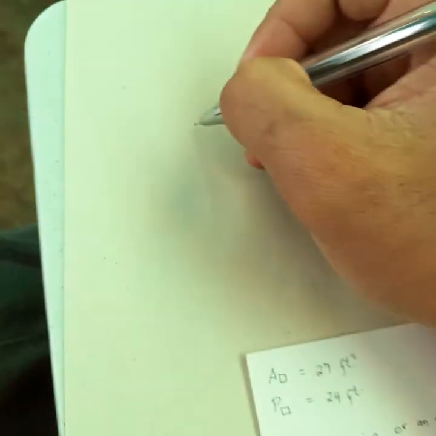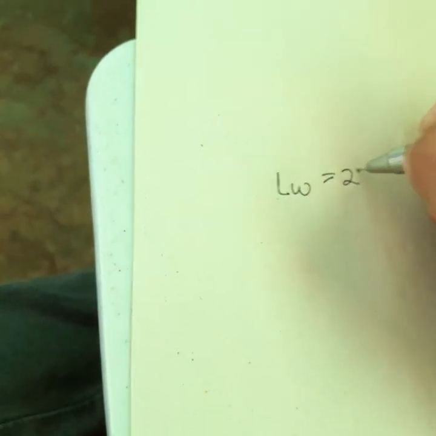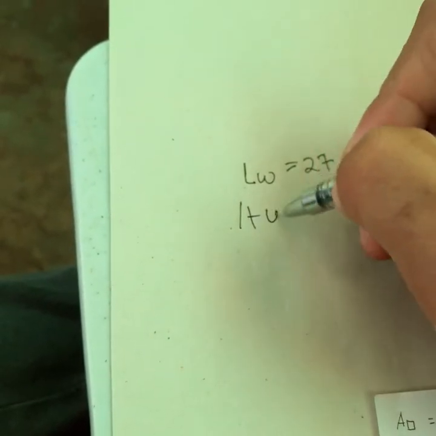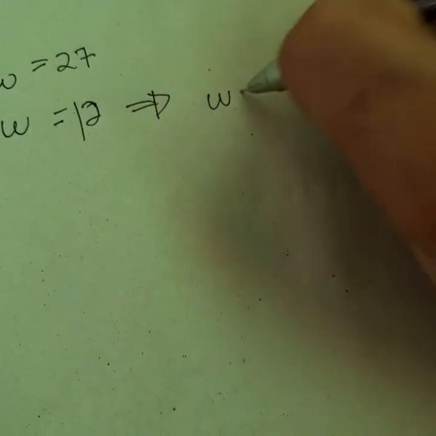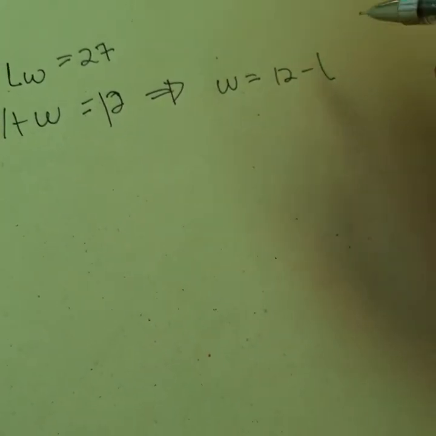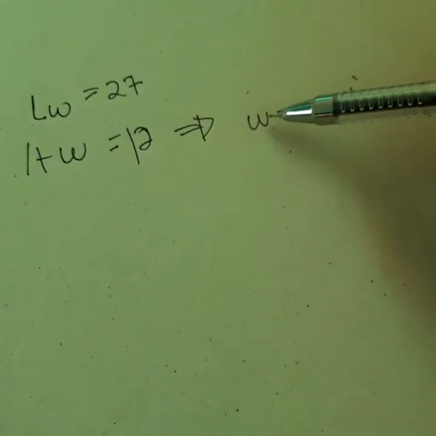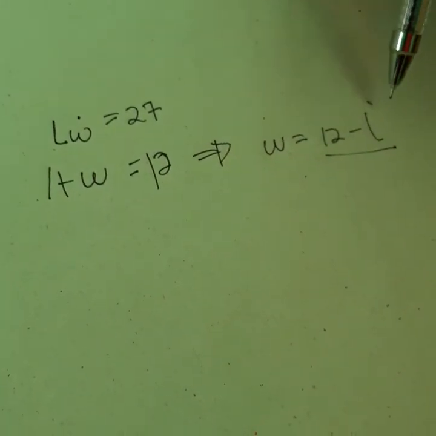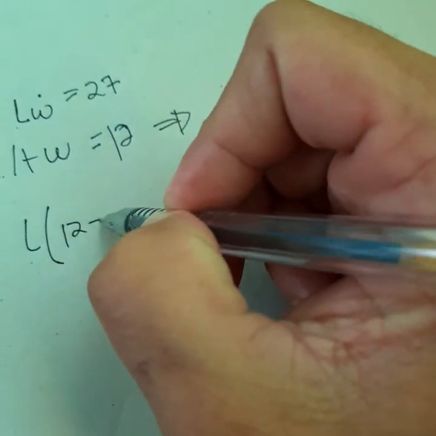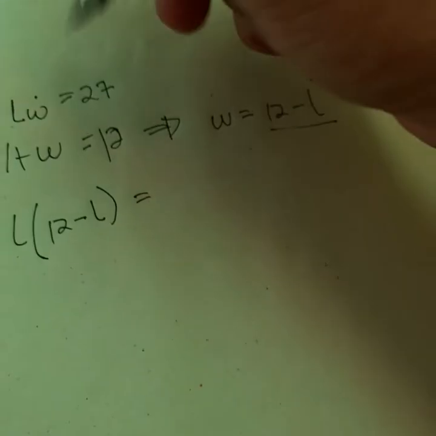Then we go back to make it easier to understand. We have LW is equal to 27, and L plus W is equal to 12. Substitute the value by transforming this one. This will become W is equal to 12 minus L. Since the value of W is 12 minus L, we replace W with 12 minus L. So we have L times 12 minus L is equal to 27.